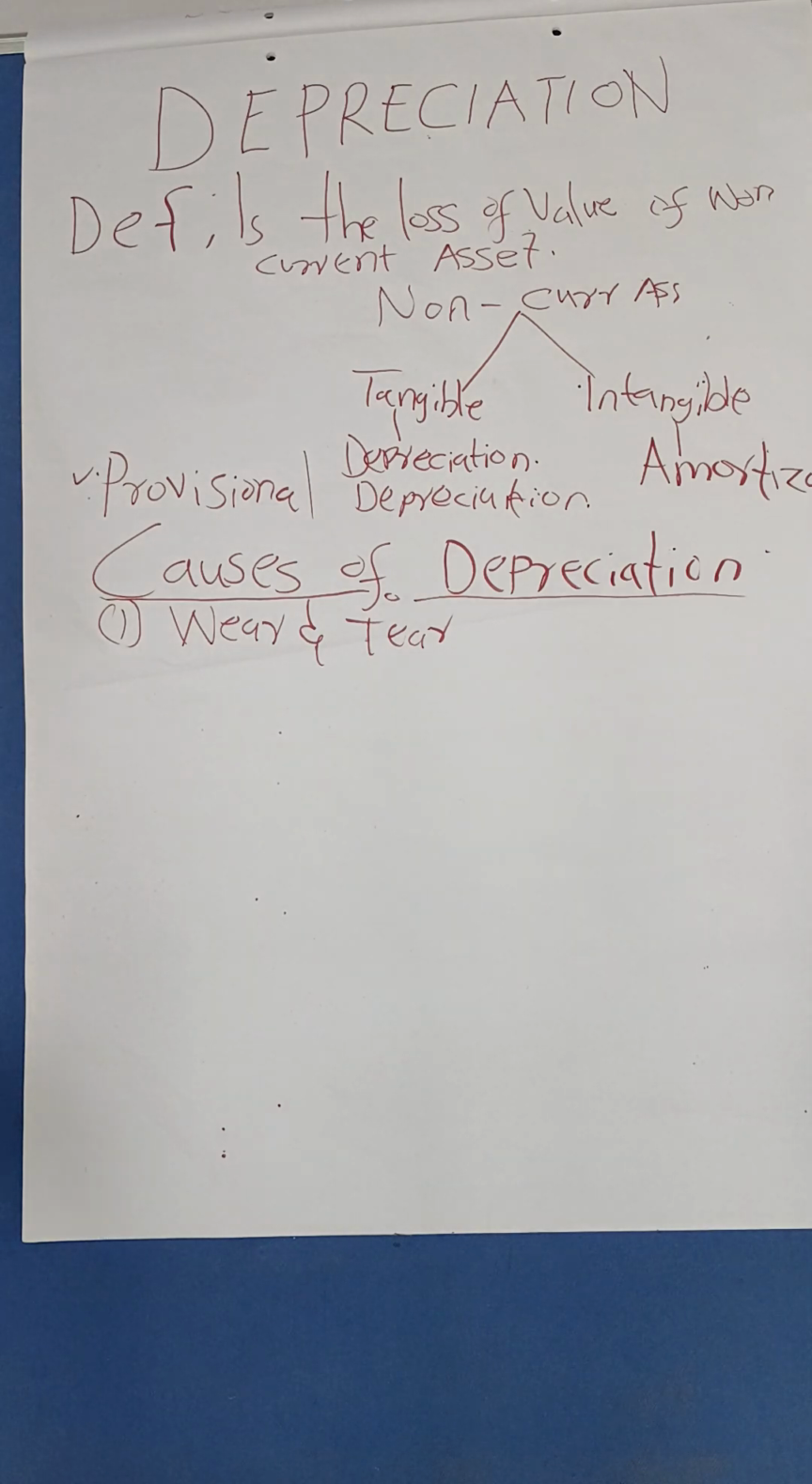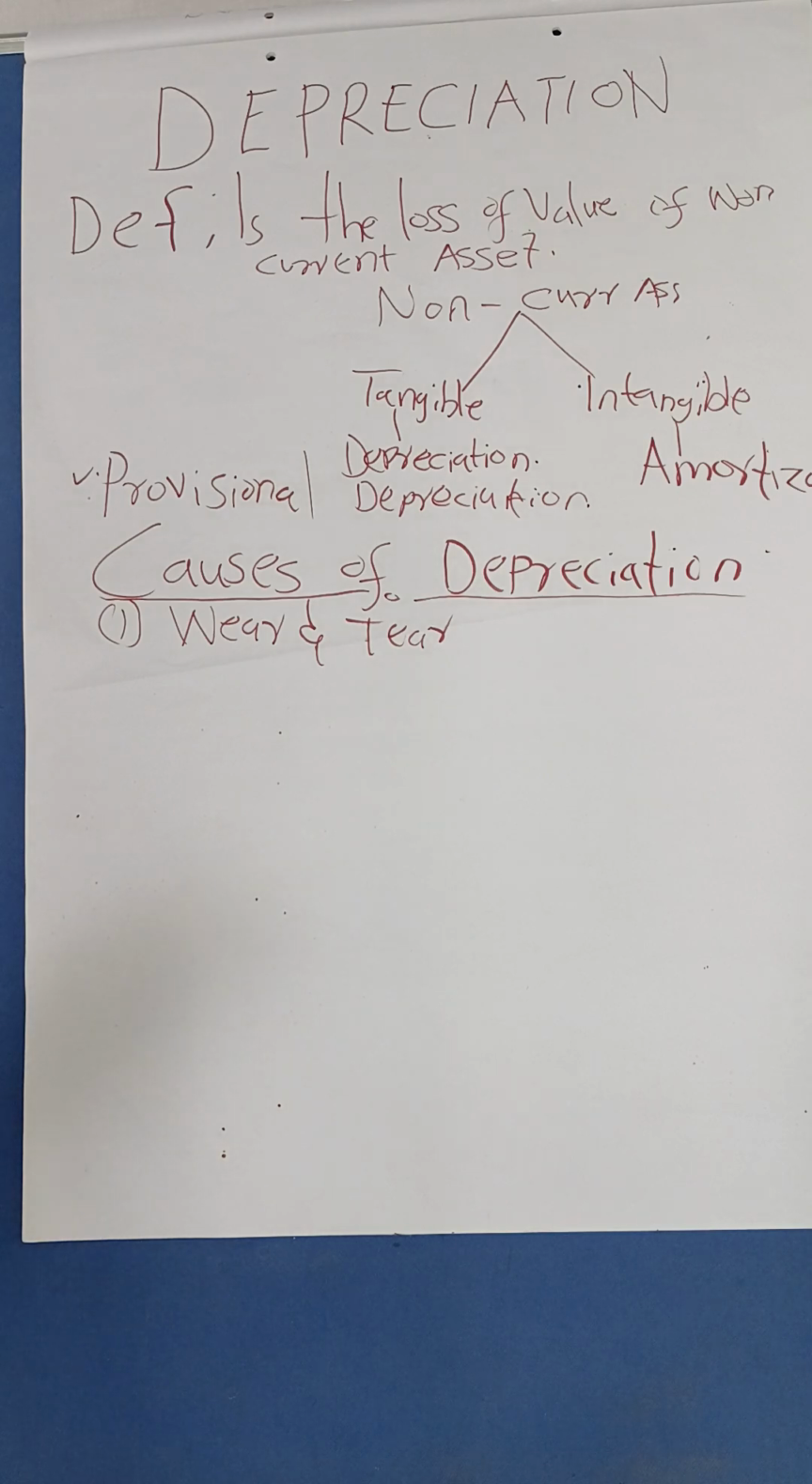So it will undergo also what? Wear and tear. Just the same as the machinery used in production. They are running from time to time. That means they are undergoing wear and tear. So that is one of the causes that can result in depreciation.